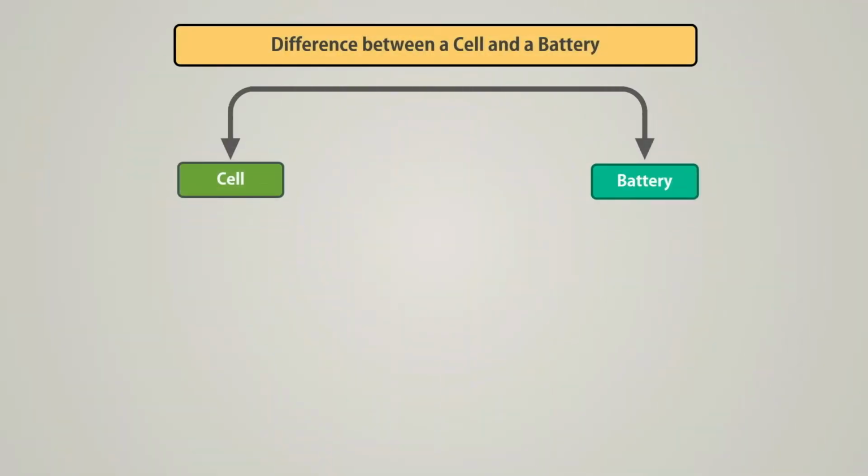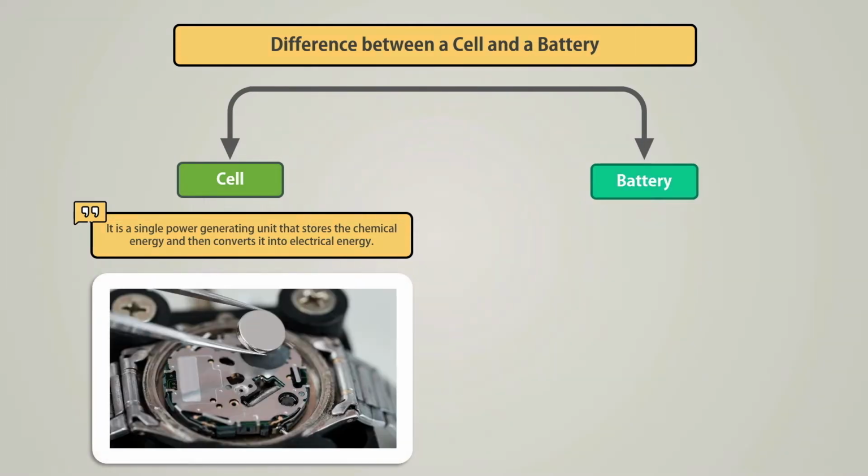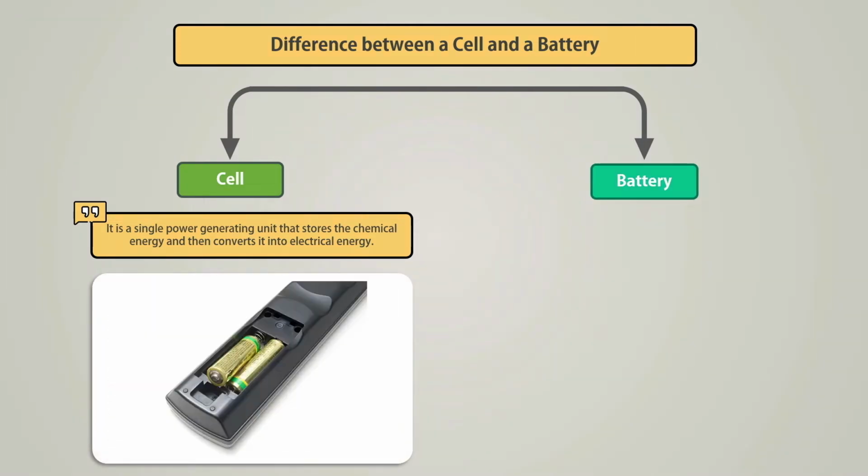Let's see the basic difference between a battery and a cell. Cell: it is a single power generating unit that stores the chemical energy and then converts it into electrical energy. For example, if we take cells that we use in watches or remote controls, it can give a maximum of 1.5 volt to 3 volts.